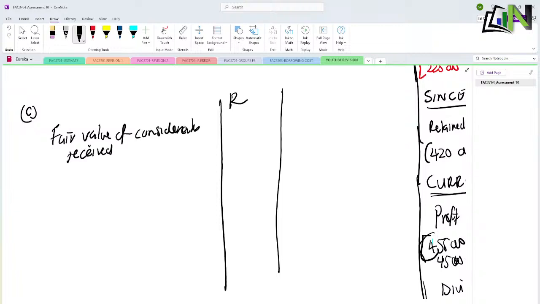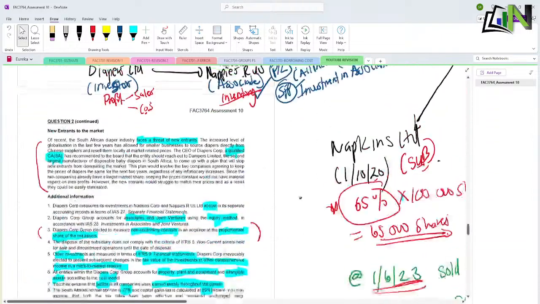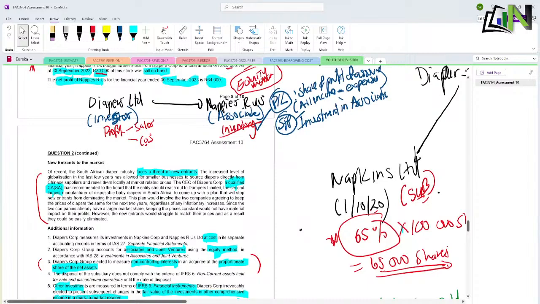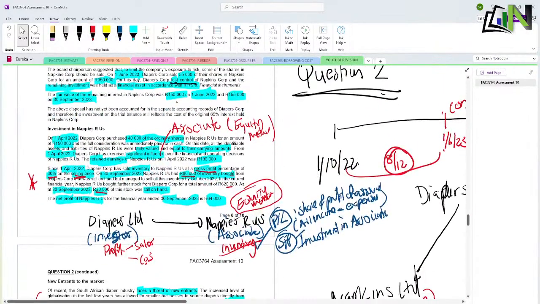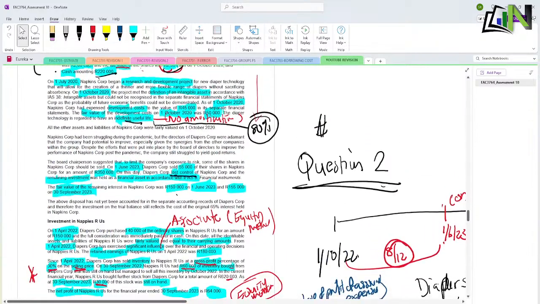So let's go back to the information that talks about them selling their shares out. So it's here. It says, not nappies, Napkins. So they start talking about sale here. Okay, so it says here the board chairperson suggested that to limit the company's exposure to risk, some of the shares in the Napkins Corp should be sold. On 1 June 2023, Diapers Corp sold 55,000.